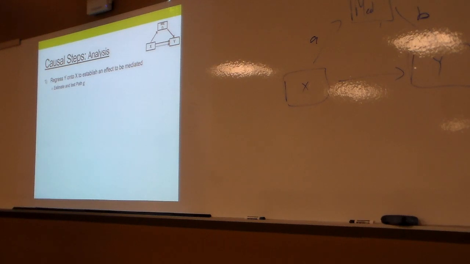So basically, what I need to do for a basic causal steps approach, first thing I need to do, regress X onto Y to establish that there is an effect to be mediated. Okay, this is my test of path C.